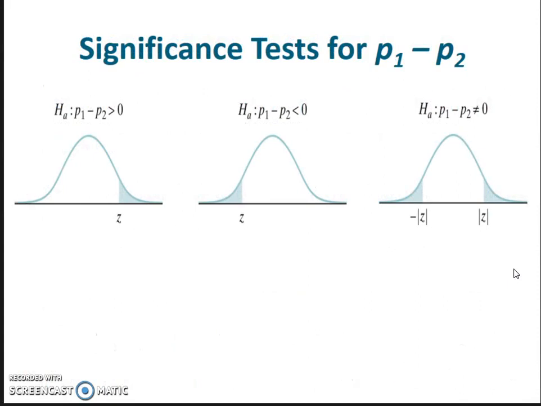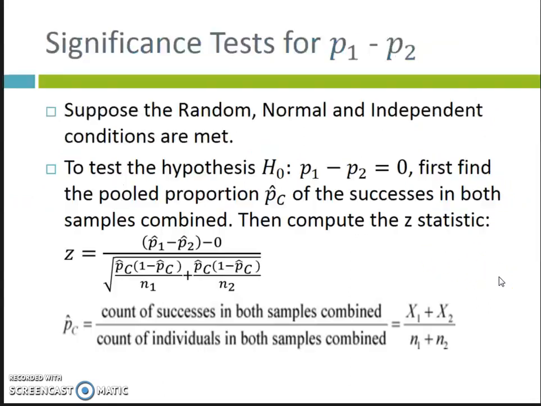So here's a good little visual. If we are thinking that it's a positive difference, we're probably looking at a positive z over on this side of the table, on the right tail. If the difference is negative, we probably are looking for the left tail, and a not equal to is on both tails, and we're used to that from before.